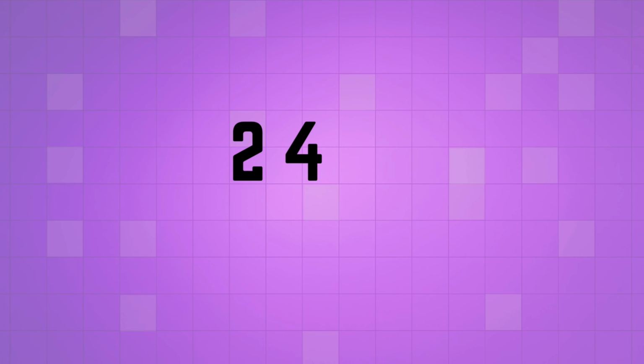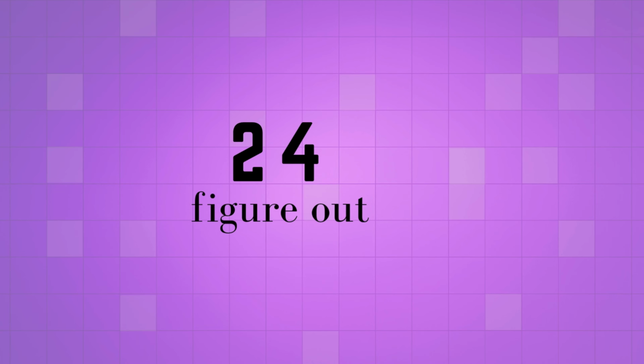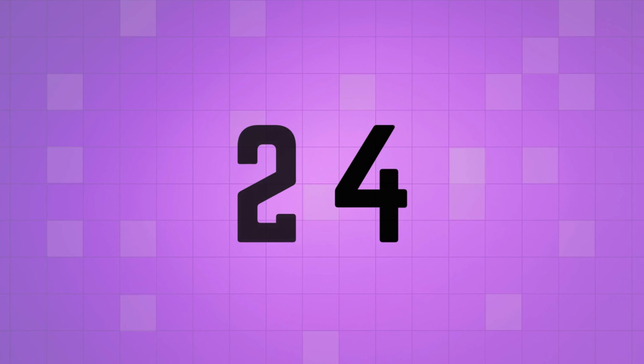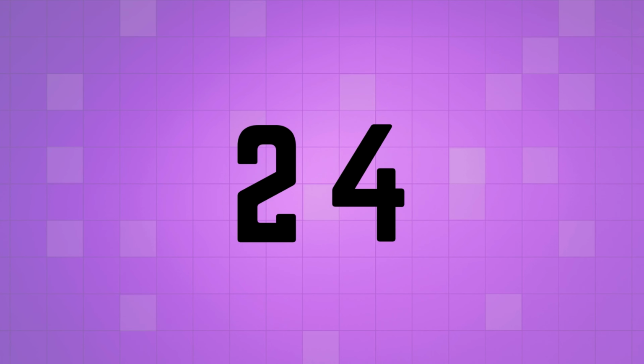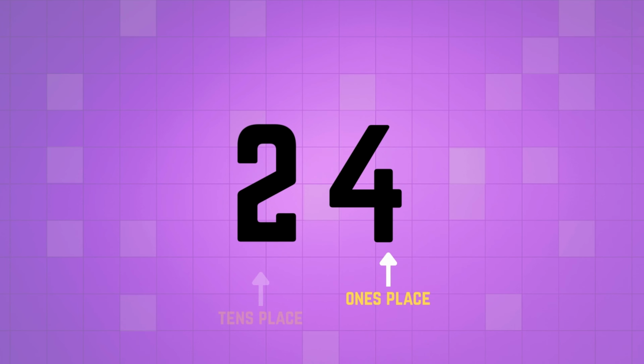Let's start with a simple one. We're looking at the number 24, and we want to figure out what is the place value of the 2. Before we answer, let's take a closer look. We see that 24 has two boxes, one for the ones place and one for the tens place. Now let's look at the digits. The 4 is in the ones place, the 2 is in the tens place.